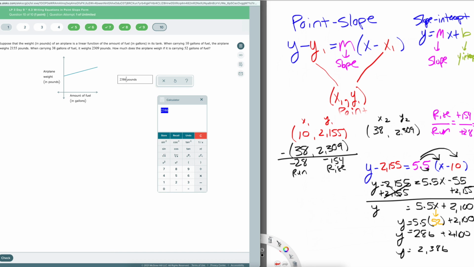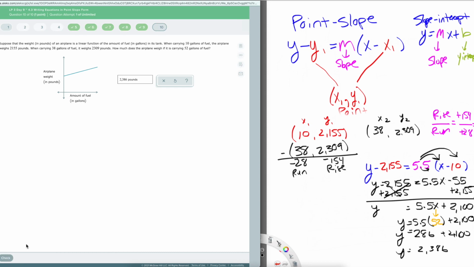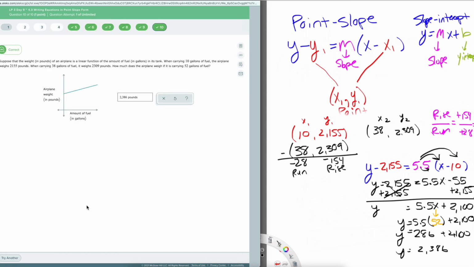All right, that was section 3. That was definitely a longer one because we had to go through and manipulate some equations. So I will see you in section 4.